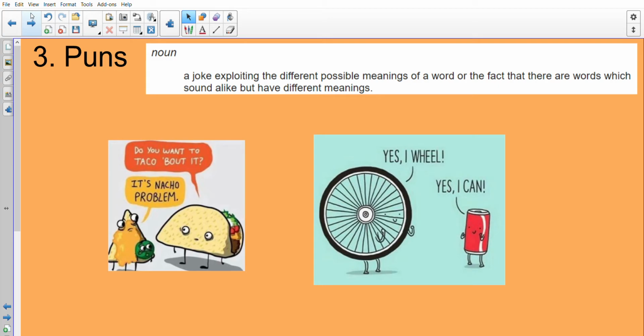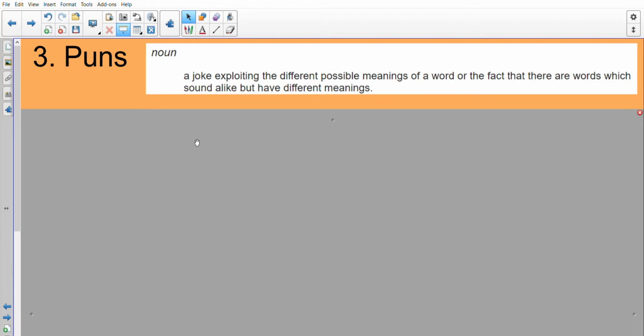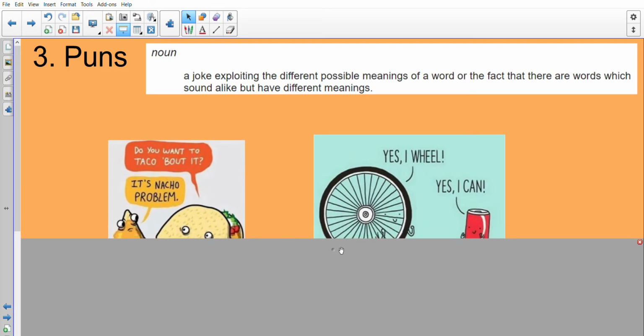Right, 3. We're looking at puns next. What is a pun? A pun is a joke exploiting the different possible meanings of a word or the fact that there are words which sound alike but have different meanings. Well, let's have a look at an example to explain this.